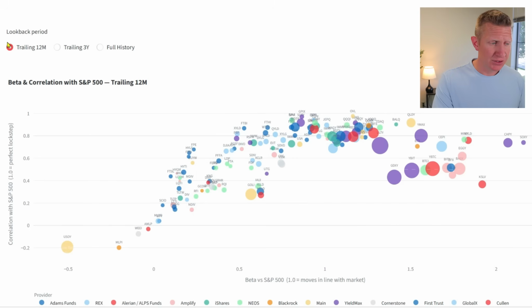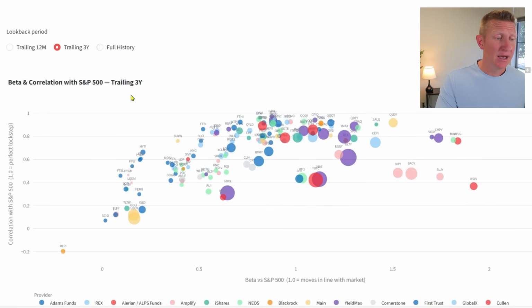And by the way, you notice this is just the trailing 12 months, and you might get different outcomes if you look at trailing 3 years. Obviously, some of these are going to fall off when you do that, or maybe look at full history. But with 3 years, you see it a little bit differently. You still see MLPI down here. You still see USOY down here, really low on both beta and correlation as well.